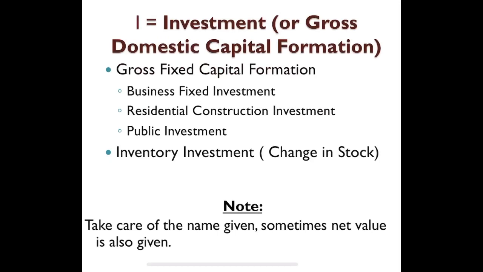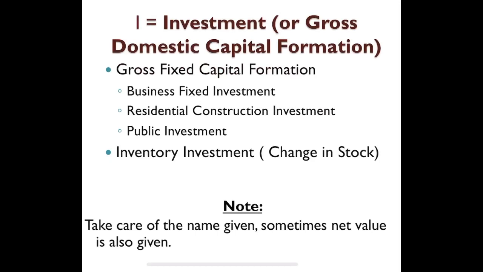Gross domestic capital formation is equal to gross fixed capital formation plus inventory investment. So if the word fixed is written, you are supposed to add change in stock. If fixed is not written, you are not supposed to add change in stock. First thing. Second, sometimes gross fixed capital formation or gross fixed domestic capital formation has three components, and the components are given sometimes. That is business fixed investment, residential construction investment, and public investment.